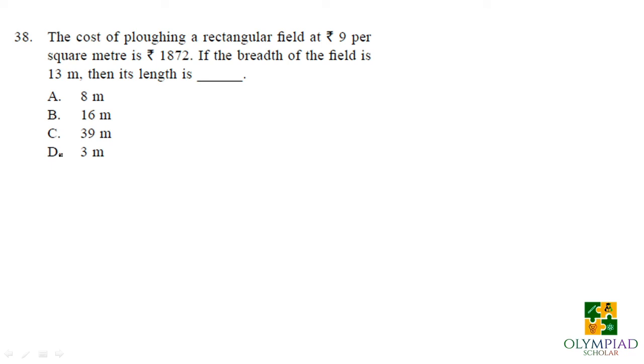So let us read question number 38. The cost of plowing a rectangular field at 9 per square meter is 1872. So there is a rectangular field. Plowing means we are talking about the area, not the circumference. Circumference is only involved while someone runs around it, or someone is fencing around the boundary. So as it is a case of plowing, we will think about the area, and you know the area of a rectangle is length multiplied by breadth.